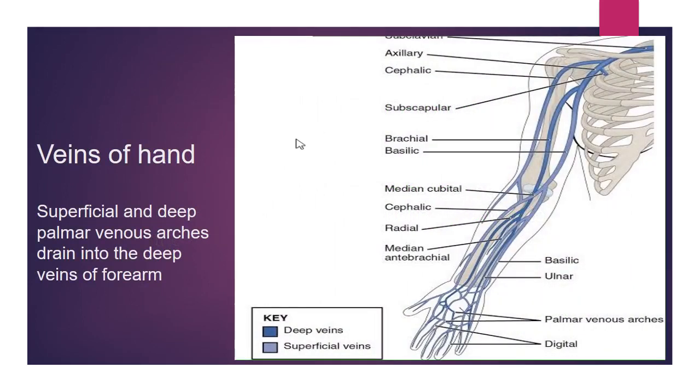Now let's talk about the veins of the hand, or venous drainage of the hand. As you already know, veins accompany and follow the course of the arteries. As we have superficial and deep palmar arterial arches in the hand, there must be accompanying superficial and deep venous arches in the hand as well. As you can see here, these superficial and deep venous palmar arches drain into the deep veins of the forearm, which are the ulnar and radial veins respectively.